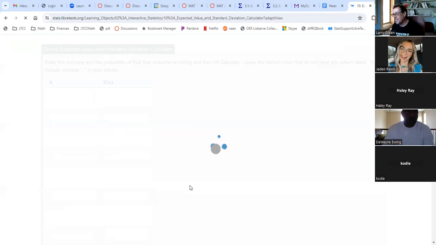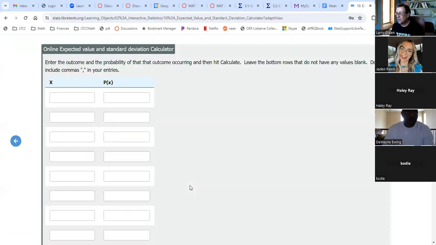Okay, nothing's tricky here. I tried to make it as obvious as possible when I built these calculators, and it's the order at which we do things in the class. So that's why it's one of the beginning ones. We're only in week 3. And notice it says X and P of X. And it says enter the outcome and the probability of that outcome occurring, and then hit calculate. Okay, leave the bottom rows that do not have any values blank. And then do not include commas in your entries.